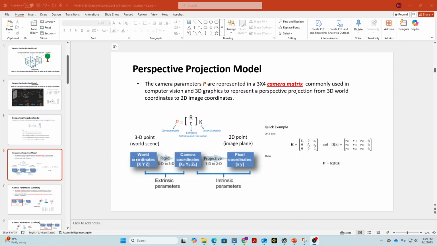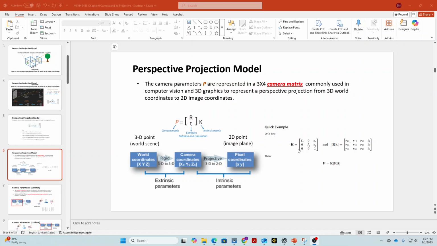So in between the world coordinates and the camera coordinates, you are going to use the extrinsic parameter, which is the RT. After that, you finally get XC, YC, and ZC. You are going to transform it again to 2D by using the intrinsic parameters. So let's look at what is K and what is RT.